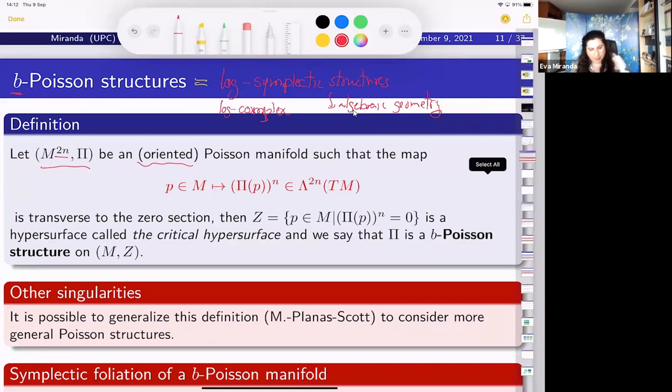Now, the condition that we are requiring is that the map that sends every point on the manifold to pi^n, observe that pi^n is a mapping, I can look at this as a section of this bundle. So what I require is that this map is transverse to the zero section of this bundle. Okay, transversality makes us think.